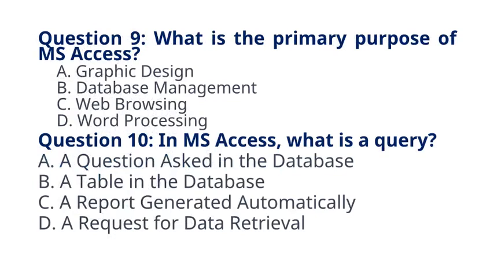Question 9. What is the primary purpose of MS Access? A. Graphic design. B. Database management. C. Web browsing. D. Word processing. The correct answer to question 9 is option B. Database management. Explanation: MS Access is primarily used for database management.